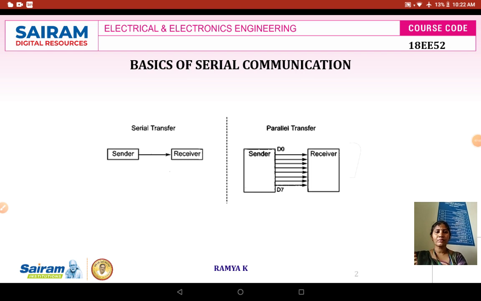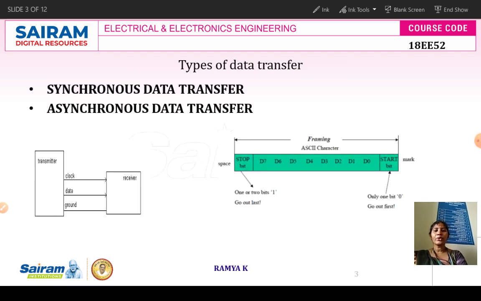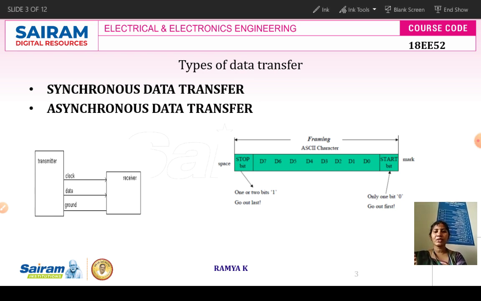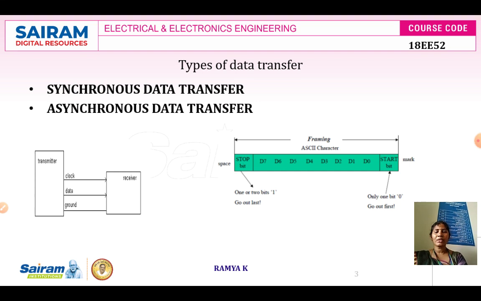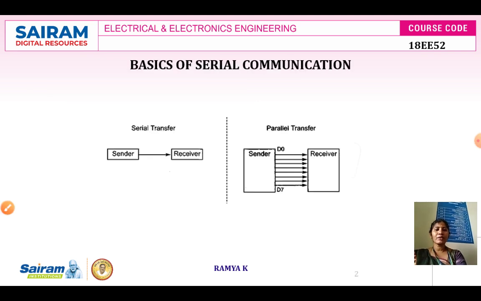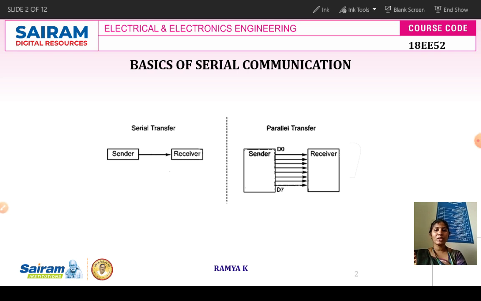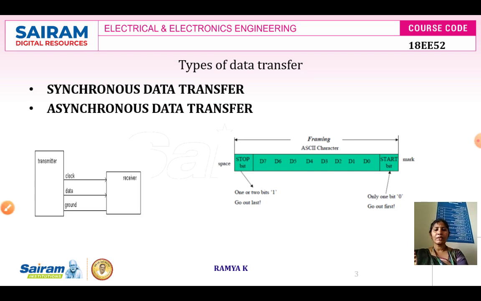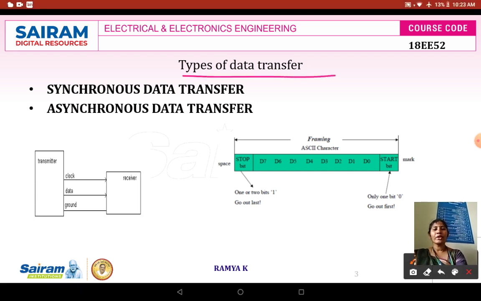Next is, there are two types of data transfer. One is your synchronous data transfer and the other one is your asynchronous data transfer. So why we are calling it synchronous data transfer and asynchronous data transfer means, here the data transfer occurs between your transmitting end and the receiving end. It is the basics of your serial communication. Next is your types of data transfer. In different types of data transfer, you are going to have synchronous data transfer and asynchronous data transfer.